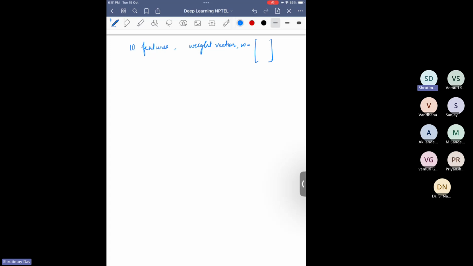It may be that out of these 10 features, it assigns a very high weight, say 20 to the first feature, 50 to the second feature, and it will not assign large weights to the rest of the features. So it may lead to overfitting.